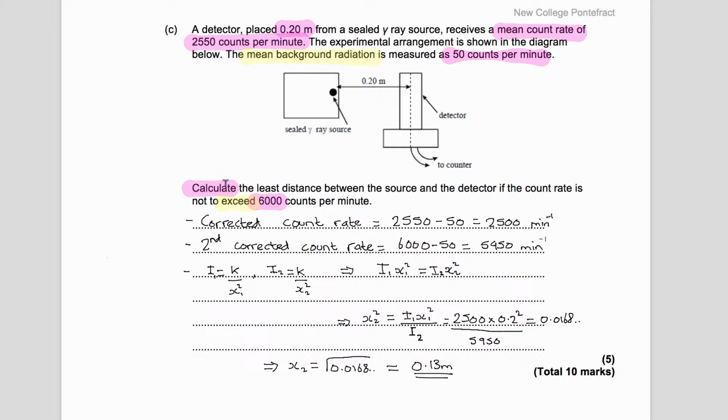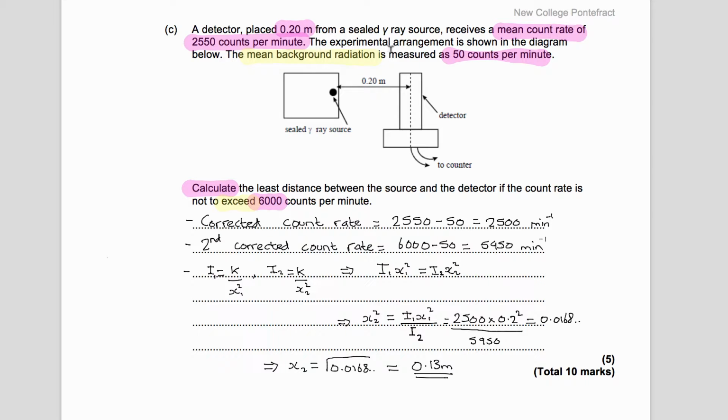What we're then asked is to calculate the least distance between the source and the detector if the count rate is not going to go up and go more than 6,000 counts per minute. Because this is gamma radiation, it follows the inverse square law. So if we took this detector and moved it closer, the count rate would go up. And we're going to move it close enough so that the count rate in total doesn't go up above 6,000 counts every minute.